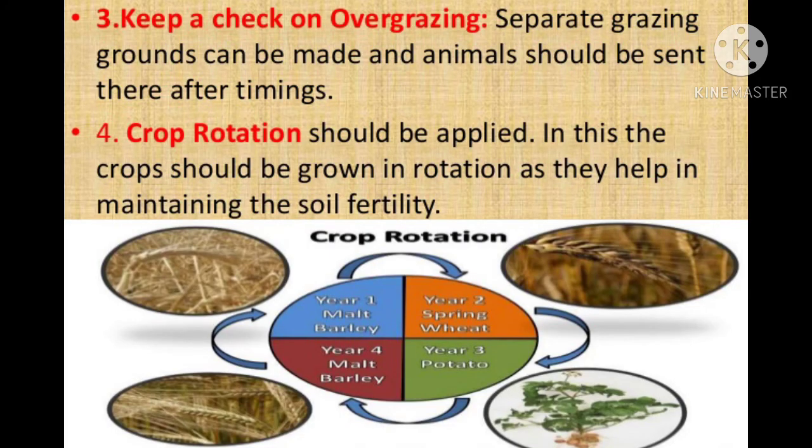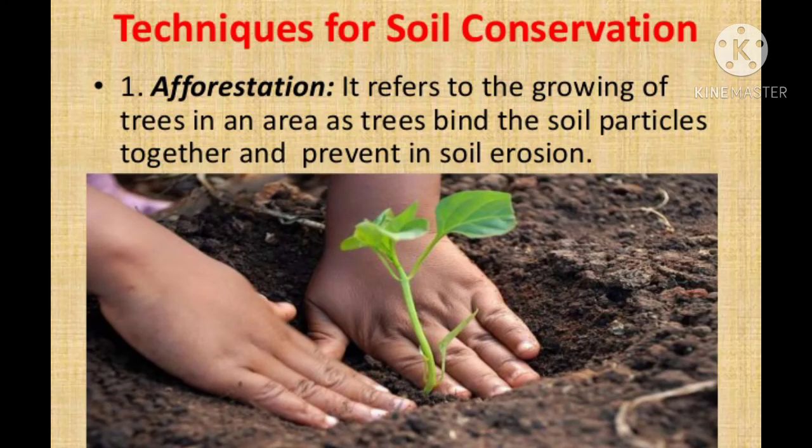Second, increase in the percolation rate of water in soil. Next is the adoption of scientific rotation of crops. Next, better agricultural practice and crop management, and steps to reduce the volume and velocity of surface runoff. So students, here we have seen how we can conserve the soil. And here the chapter Soil in India is complete.